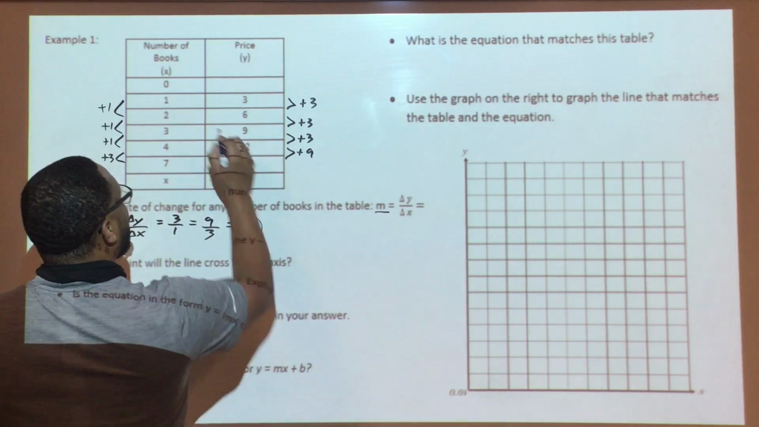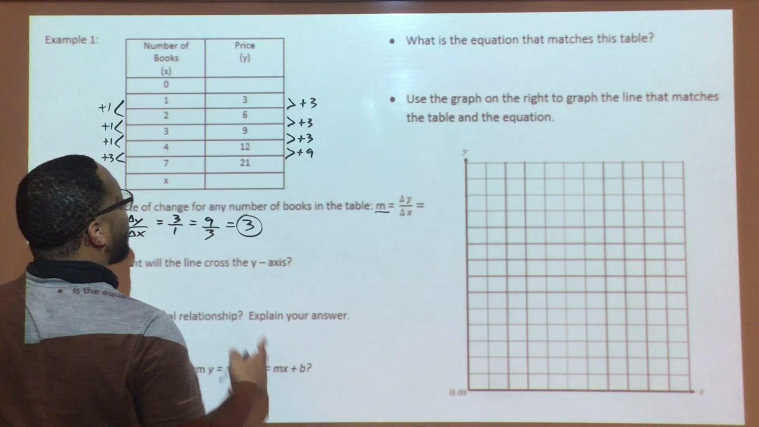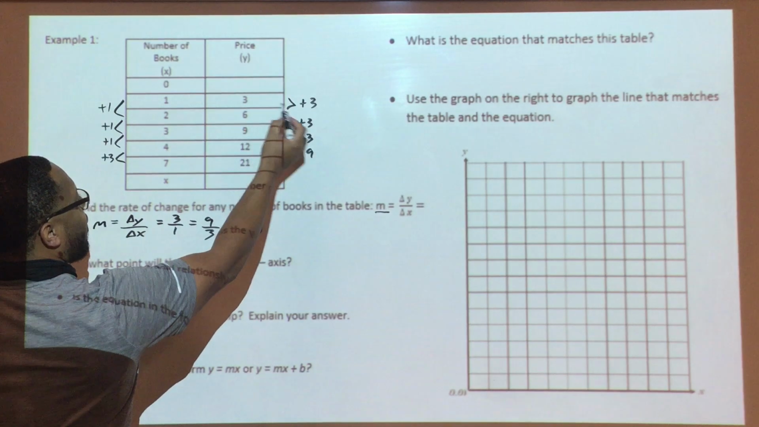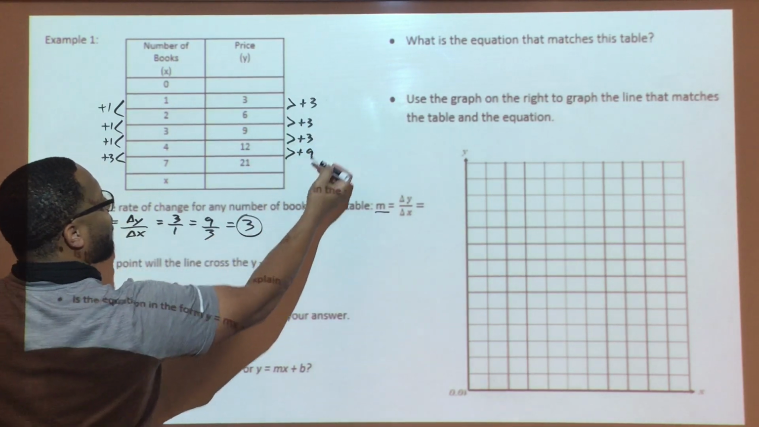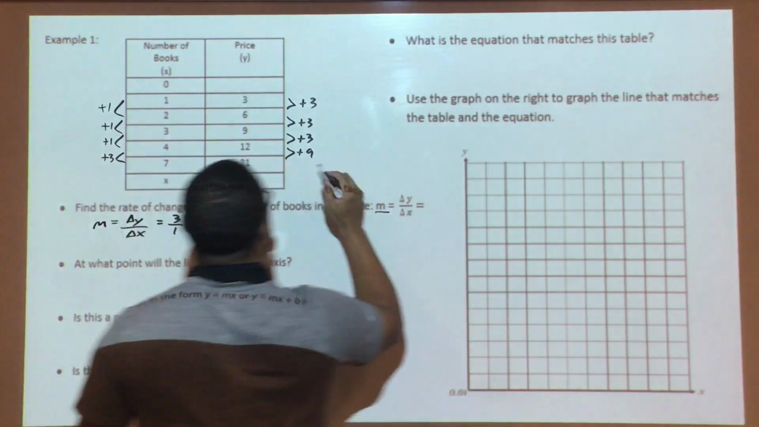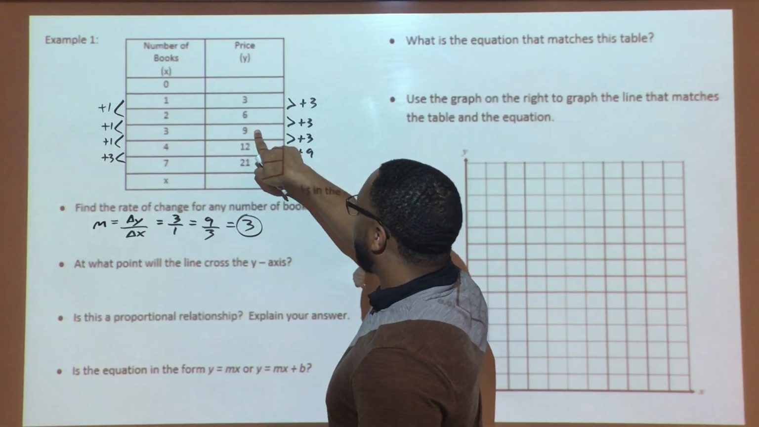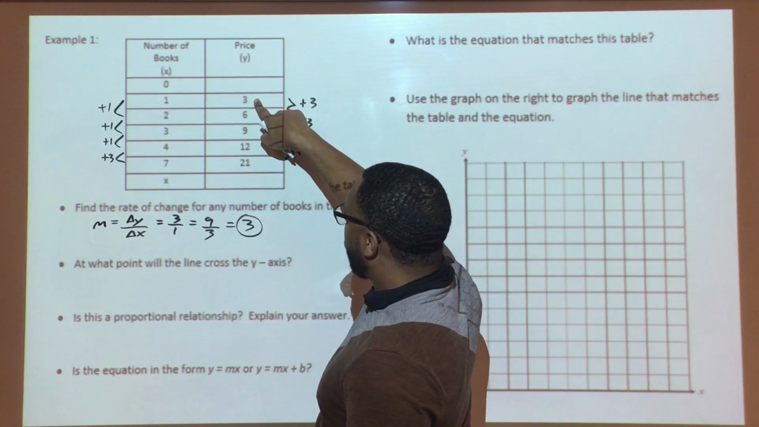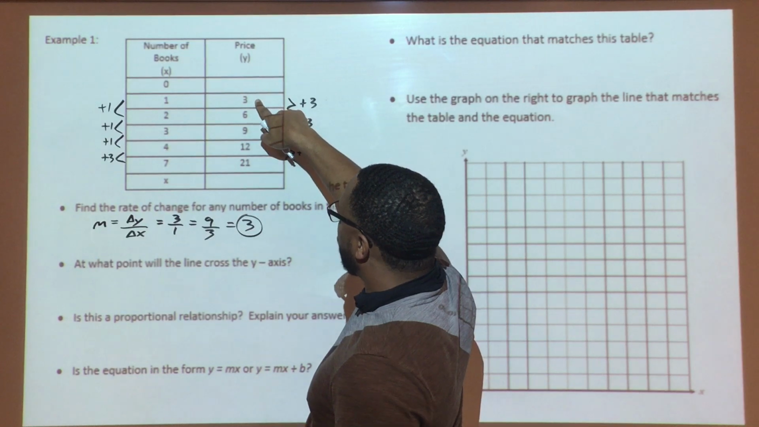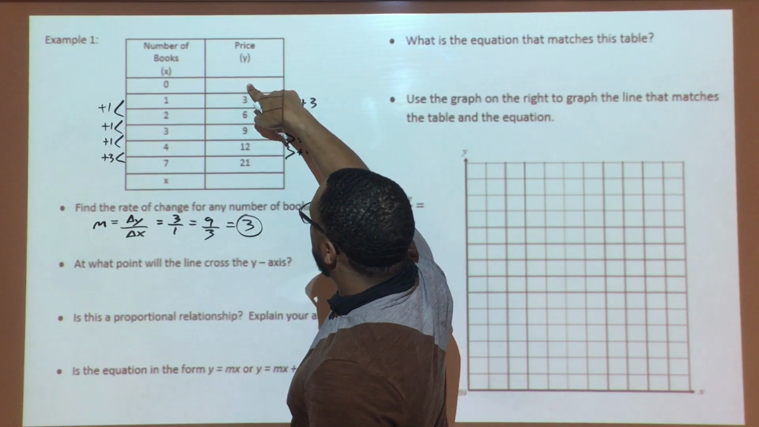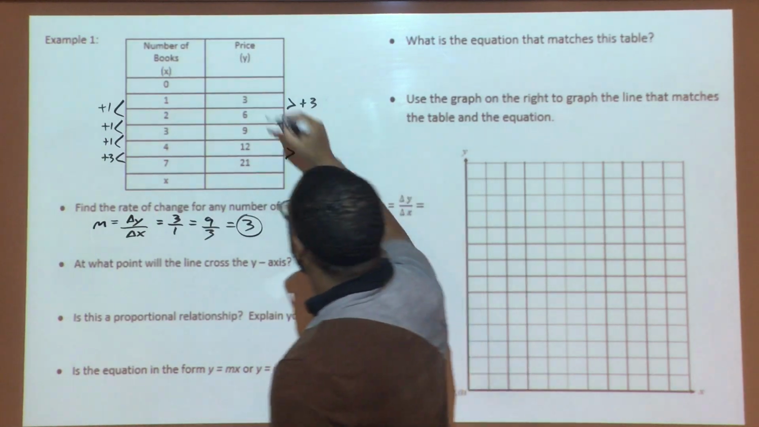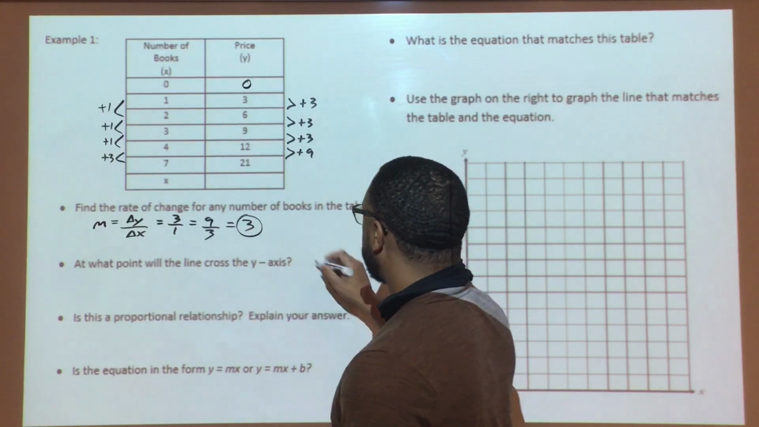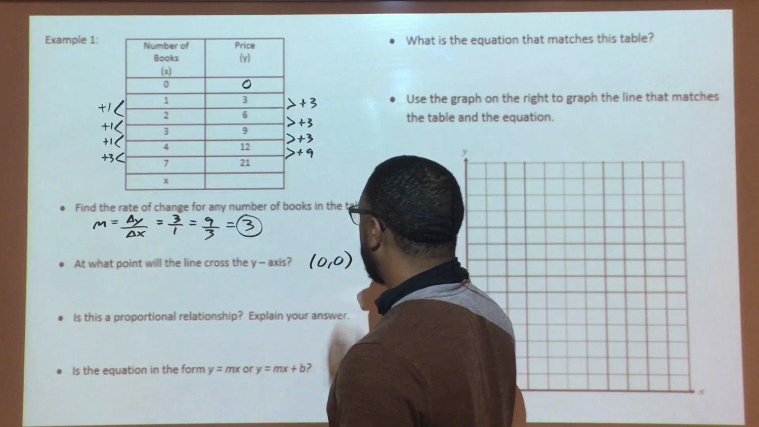At what point will the line cross the y-axis? Well, to figure that out, I need to figure out when x is 0, what is y? And this is where you look at the pattern of increase or decrease. Here I notice that it's going up by 3 every time. So that means if I go backwards, it's going down by 3. 12 to 9 is minus 3. 9 to 6, minus 3. So if 6 to 3 is minus 3, then what number goes there? If the pattern continues, the only one that would make sense is 0. So at what point will this line cross the y-axis? It will cross at 0, 0.